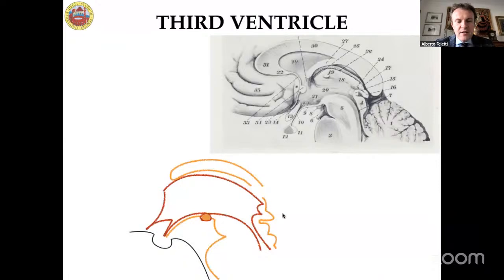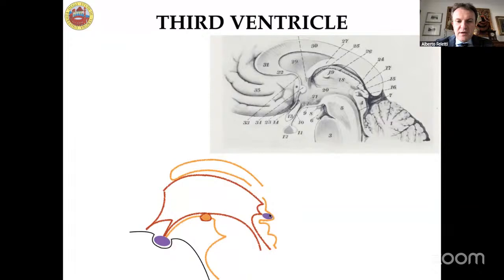And we can localize around the third ventricle some very important structures which are actually visible during endoscopy of the third ventricle. One is the mammillary bodies on the floor of the third ventricle. Another one is the hypophysis.